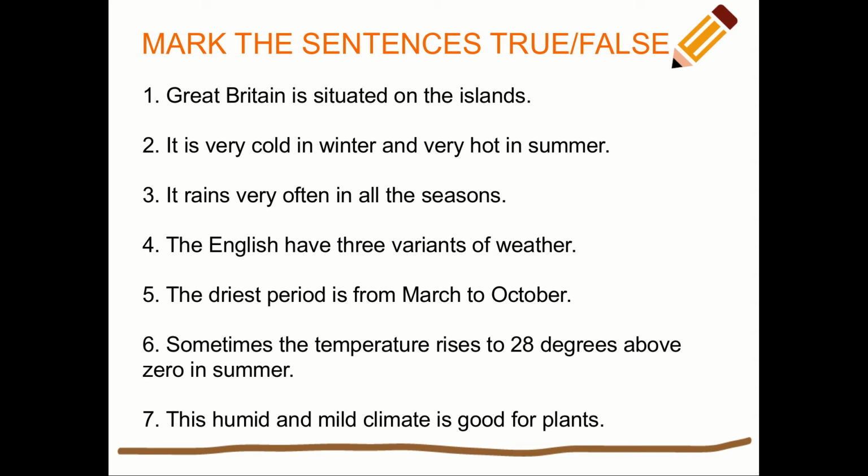The English have 3 variants of weather. True. The driest period is from March to October. False. Sometimes the temperature rises to 28 degrees above zero in summer. False. This humid and mild climate is good for plants. True.